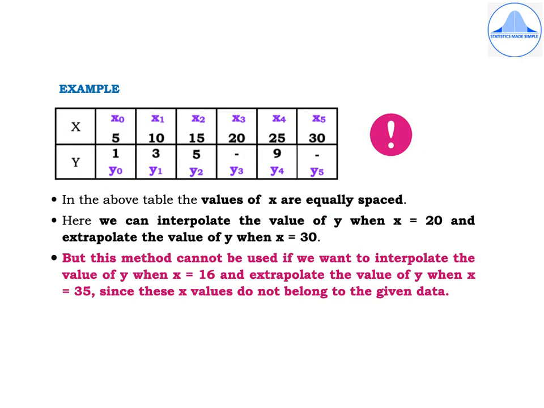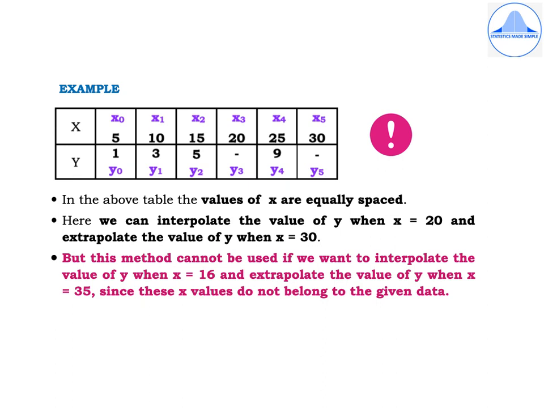Through this example, we can relate to the conditions under which the binomial expansion method can be used. In the first row, we have the x values as 5, 10, 15, 20, 25, 30, which we label as x0, x1, x2, x3, x4 and x5. And similarly, the y values are 1, 3, 5. Then you have the missing value denoted by a blank, then 9, and another missing value which is also denoted by a blank. The y values are denoted by y0, y1, y2, y3, y4 and y5.